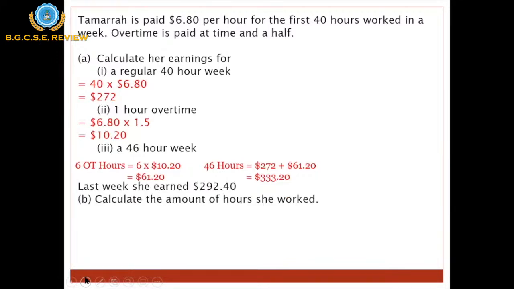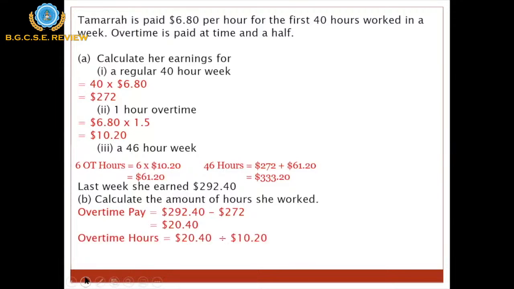Part B says last week she earned $292.40. Calculate the amount of hours she worked. Well, let's think about what we know. We do know that for the first 40 hours she made $272. So what I know is she worked at least 40 hours. I need to figure out how many hours of overtime did she work. So I start by subtracting the $272 to determine how much overtime pay she received. When I subtract, I get $20.40, which means that's how much money she made in overtime. If I divide that by 10.20, I now know how many hours of overtime she worked.